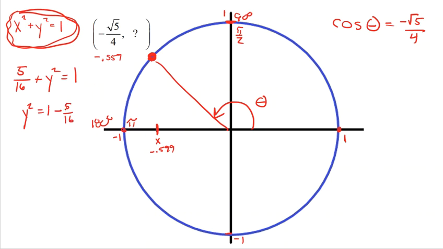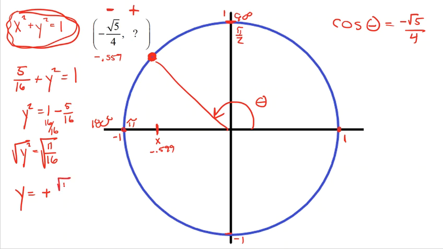Now, you can certainly grab a calculator, but come on, guys, let's be smart. 1 is 16 sixteenths. So 16 sixteenths minus 5 sixteenths is 11 sixteenths. So y squared equals 11 sixteenths. Take the square root. When you take a square root, you do have to consider that it could be positive or negative. How do I know it's definitely positive? Because look at my point. It's in quadrant 2. In quadrant 2, x's are negative, but y's need to be positive because I'm up.